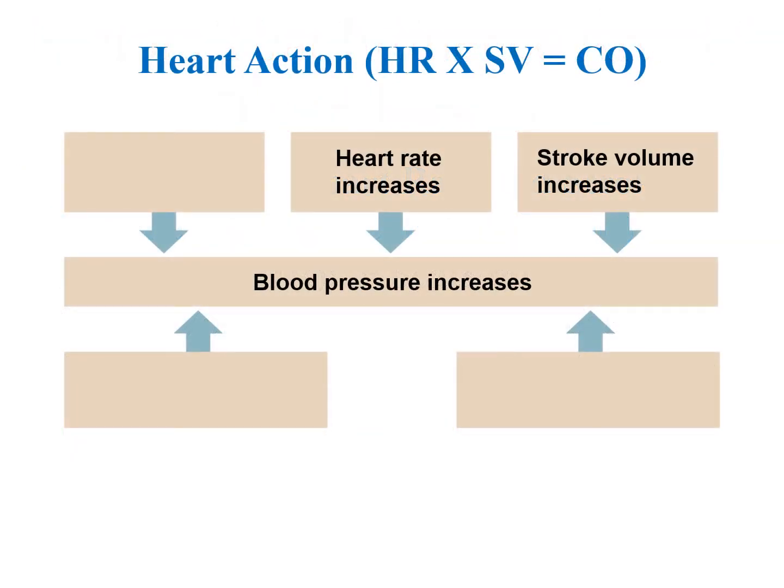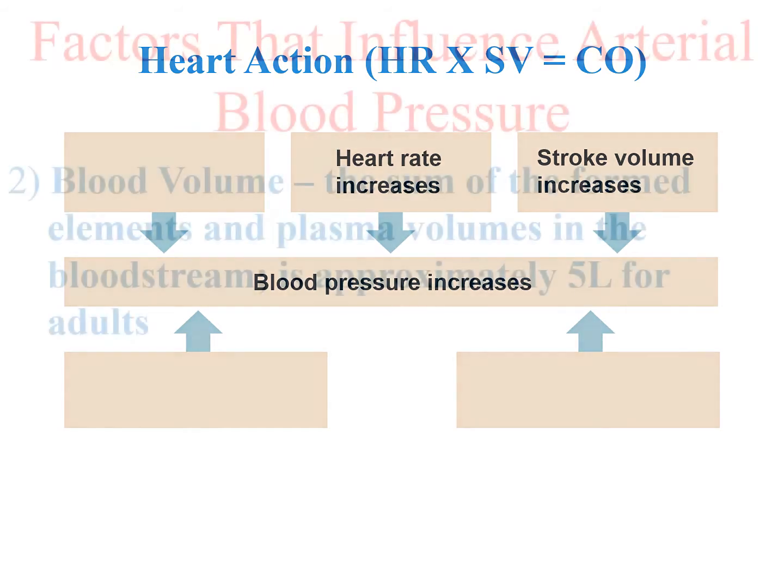So if we were to increase the heart rate or increase the stroke volume, we're going to increase the cardiac output. And if we increase the cardiac output, that's going to cause a resulting rise in blood pressure. I think that intuitively should make sense to you. Increase HR, increase stroke volume, increase CO, that'll increase BP, blood pressure.